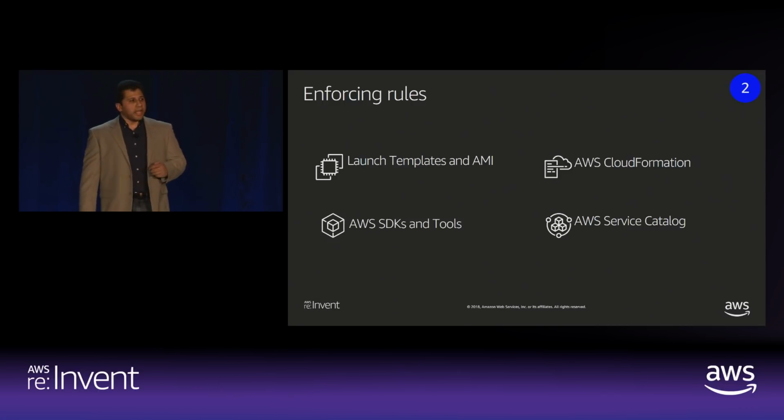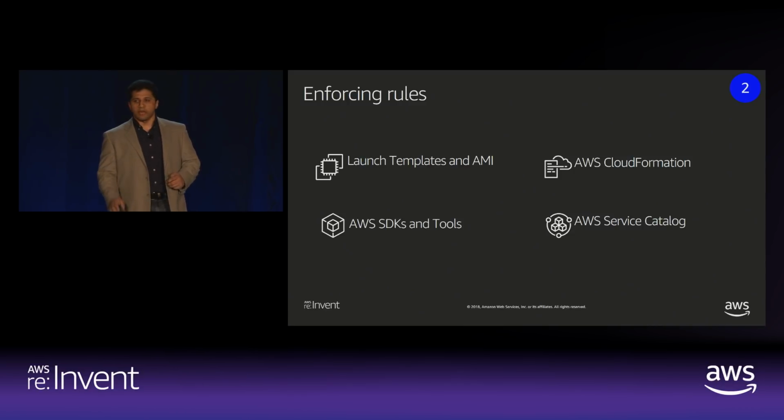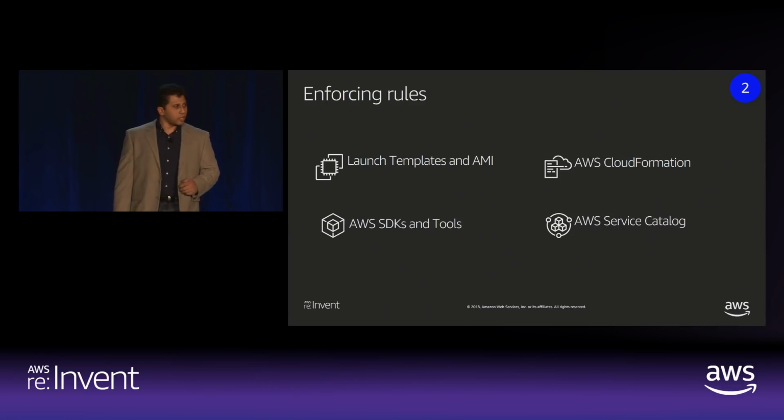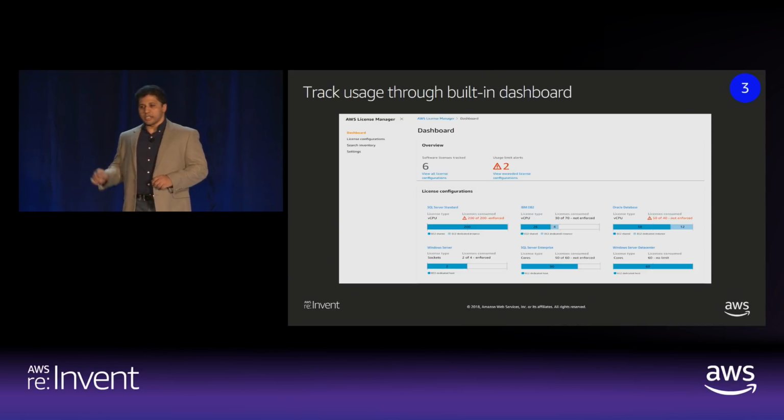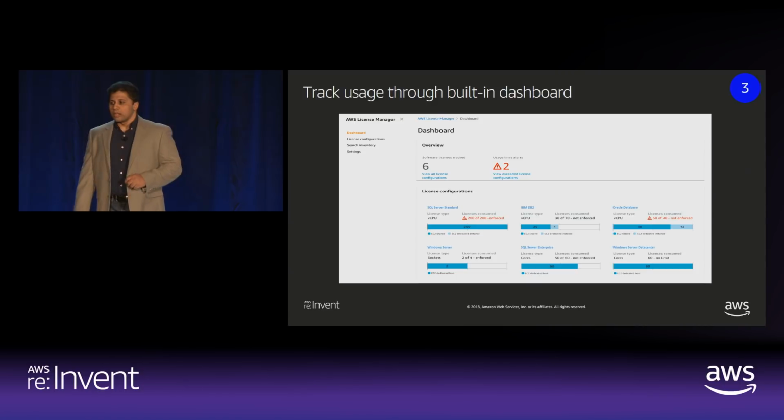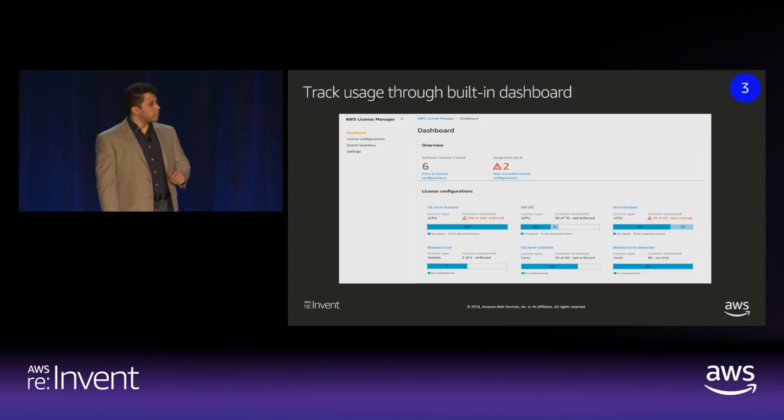So if you are an administrator, we talked about two steps till now, which are defining rules and then enforcing rules. If you are an administrator who is responsible for managing licenses, this is all you need to do. You set up those rules and you enforce them. Step three, tracking usage, is done by the service. And you have this built-in dashboard available to you, which you can leverage at the time of a true-up or audit.